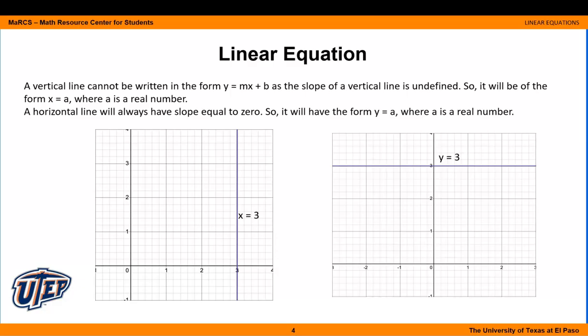There are two special cases you should know. A vertical line has an undefined slope, and it is written as x = a. In this case, x = 3. And a horizontal line has a slope of 0, and it is written as y = a. In this case, y = 3.